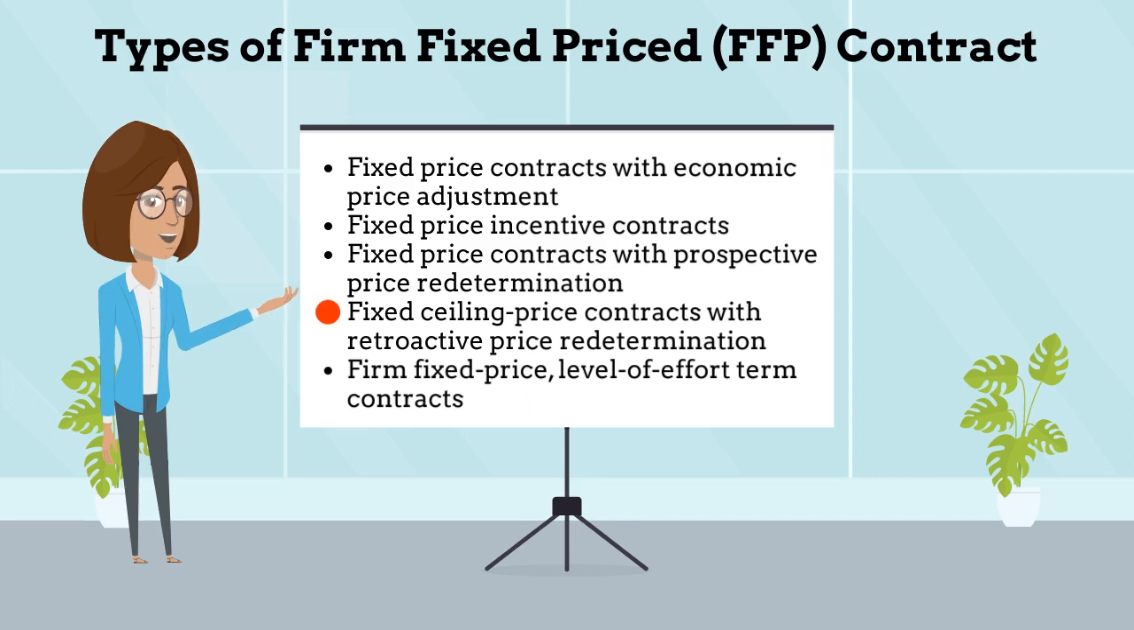Fixed ceiling price contracts with retroactive price redetermination. This contract provides for fixed ceiling price retroactive price redetermination within the ceiling after completion of the contract. Firm fixed price level of effort term contracts. This contract provides a specified level of effort, over a stated period of time, on work that can be stated only in general terms, and the government to pay the contractor a fixed dollar amount.